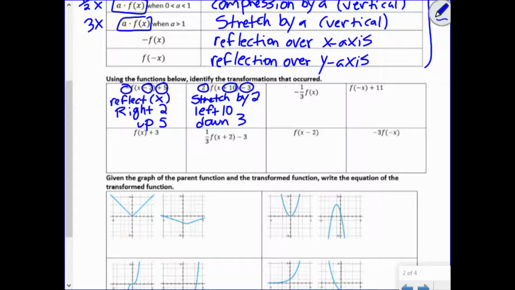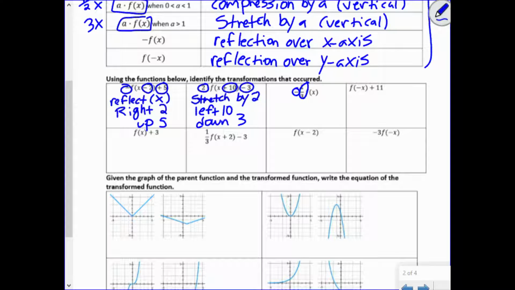Alright, this one, what do you think? How many transformations are there? There are 2. What are my transformations here? Can anybody explain why there are 2 instead of 1? The negative is separate from the 1/3.